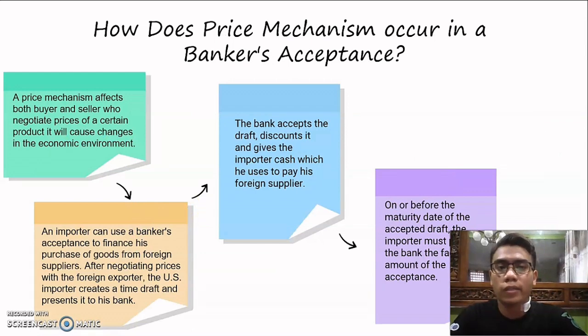Next, how does the price mechanism occur in banker's acceptance? A price mechanism affects both buyer and seller, who negotiate the price of a certain product that will cause change in economic environments. An importer can use a banker's acceptance to finance his purchase of goods from a foreign supplier. After negotiating the price with the foreign exporter, the US importer creates a time draft and presents it to his bank. The bank will accept the draft and discount it and give the importer cash, which he uses to pay his foreign supplier. On or before the maturity date of the accepted draft, the importer must pay the bank the face amount of the acceptance.